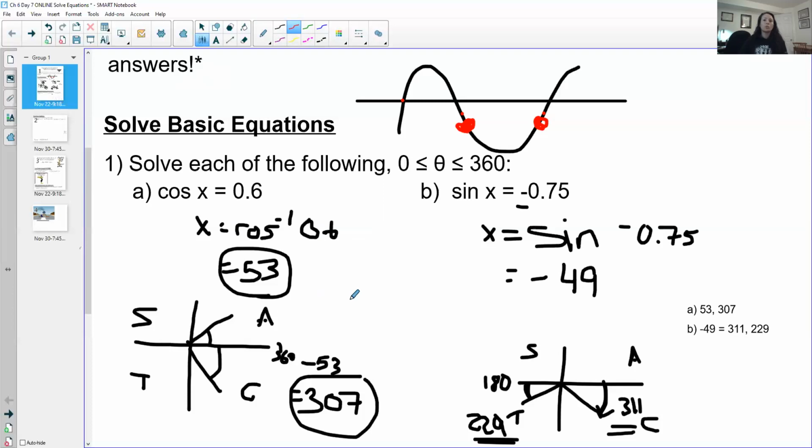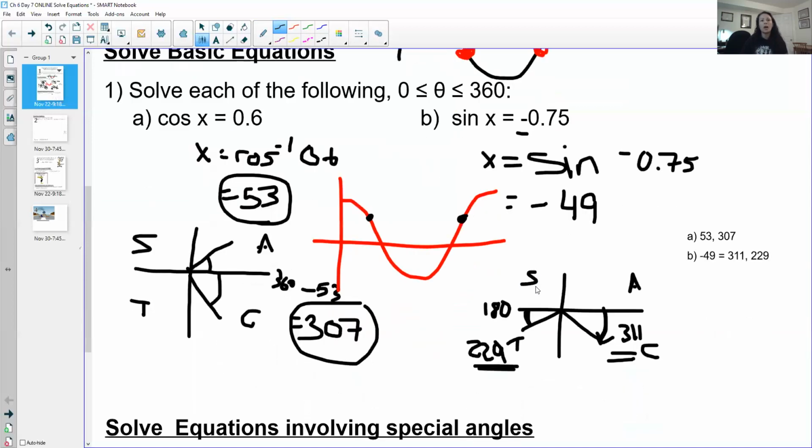Same thing with the cos idea. If you think about your grid and graphing it, it starts high, it goes low, it comes back up. We got an answer of 53 and 307. So if I'm looking at cos of 0.6, it goes up to 1, so 0.6 would be around here. So there's probably the 53 degrees and the 307. Graphically, they make sense as to what's going on. All right, let's scroll down.